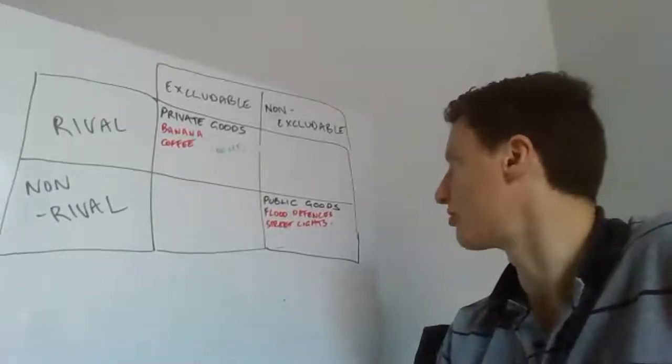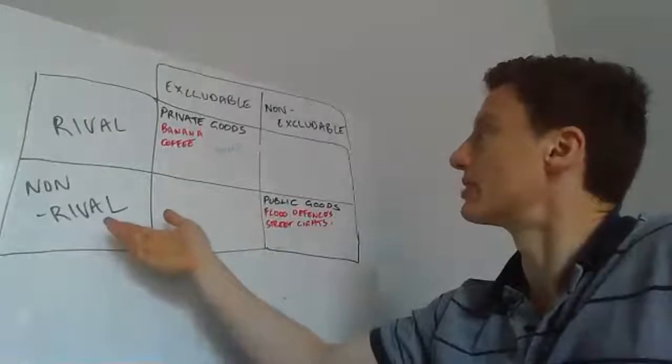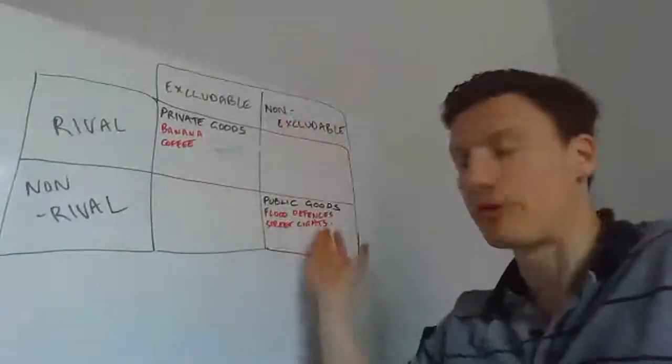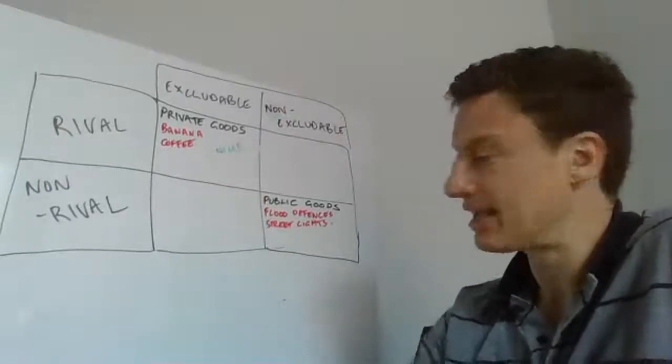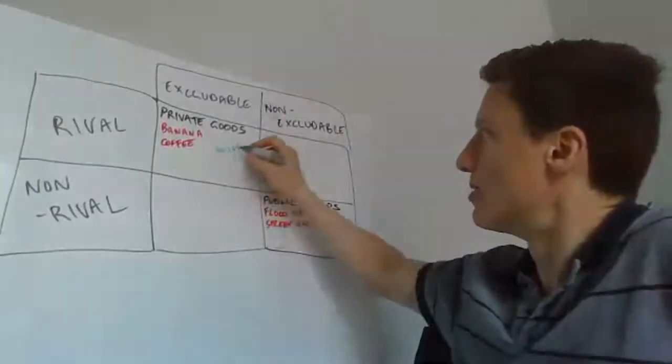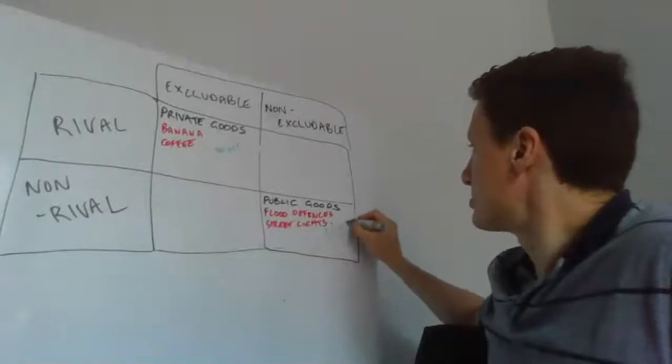So it's also non-rival. Now, the problem with being non-rival and non-excludable, the problem of a public good, is that it will lead to something called a free rider problem. So this is a market failure. So I put no market failure there. This one is a market failure.